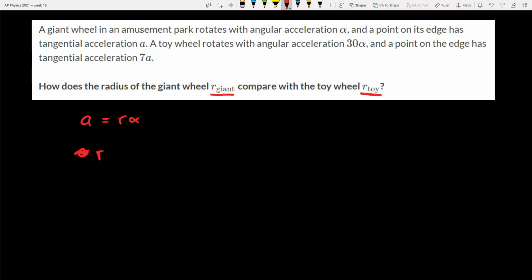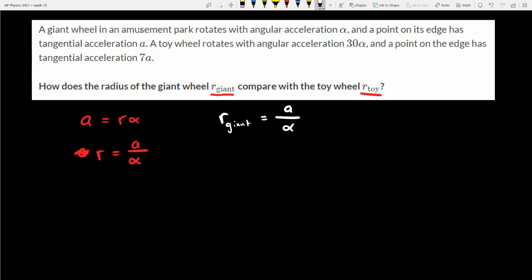And I'm going to get radius is equal to a over alpha. Okay, so now let's go over and take a look at what we got. We got the giant wheel. Radius of the giant wheel is equal to, it said there's angular acceleration alpha. So that's just alpha in the bottom. And tangential acceleration a. So that's just regular old a on top.